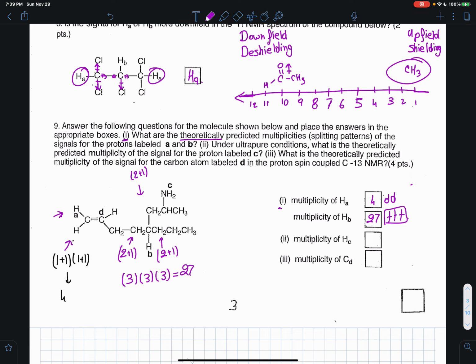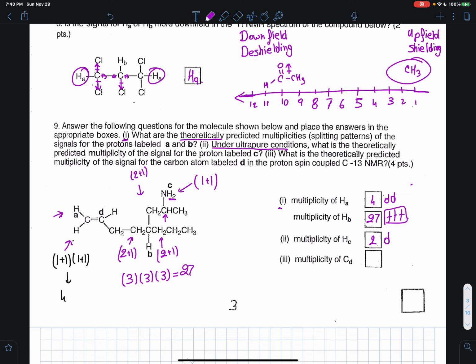So now we have to look at the multiplicity of HC, but we have to read the question first. So under ultra pure conditions, what is the theoretically predicted multiplicity of the signal for the proton labeled C? Because she said under ultra pure conditions, this hydrogen is connected to a nitrogen. Usually the multiplicity of this one would be just 0 + 1. But because she said ultra pure, I have to count the hydrogen on this carbon right here. So that would be a 1 + 1. So that would be a 2, or a doublet.